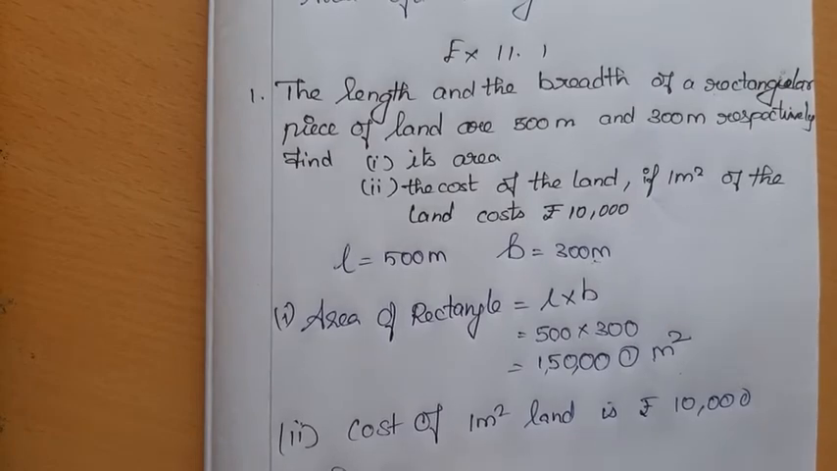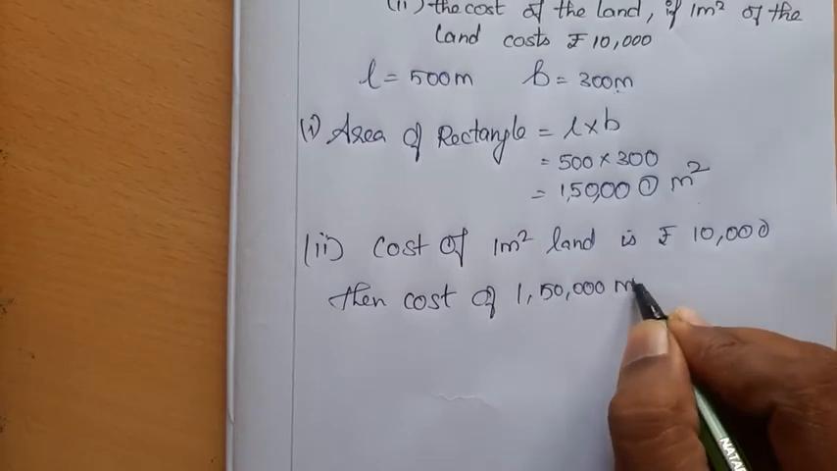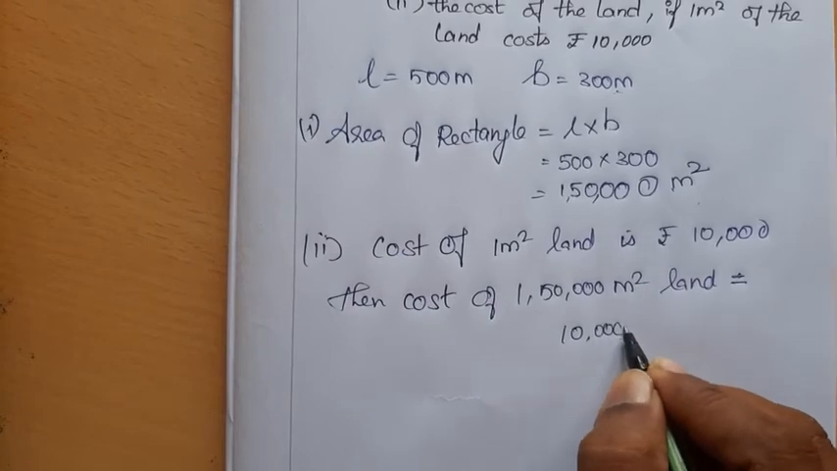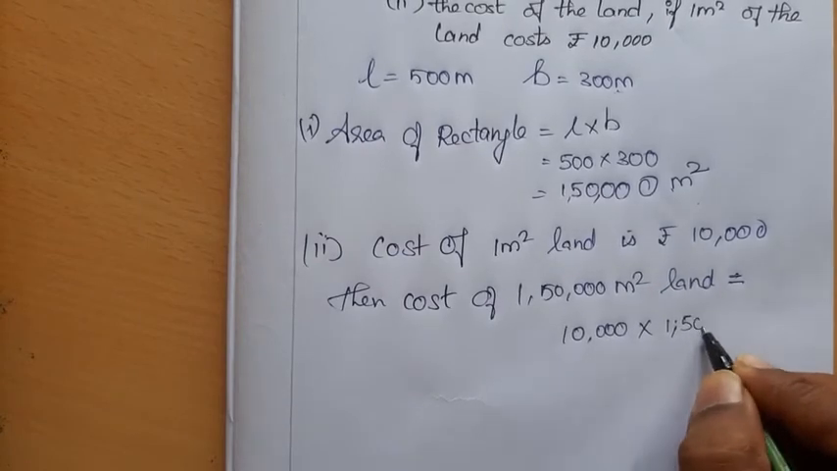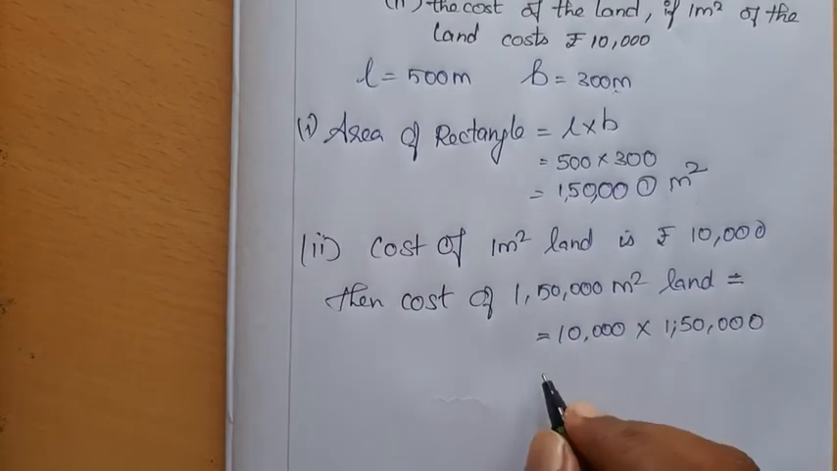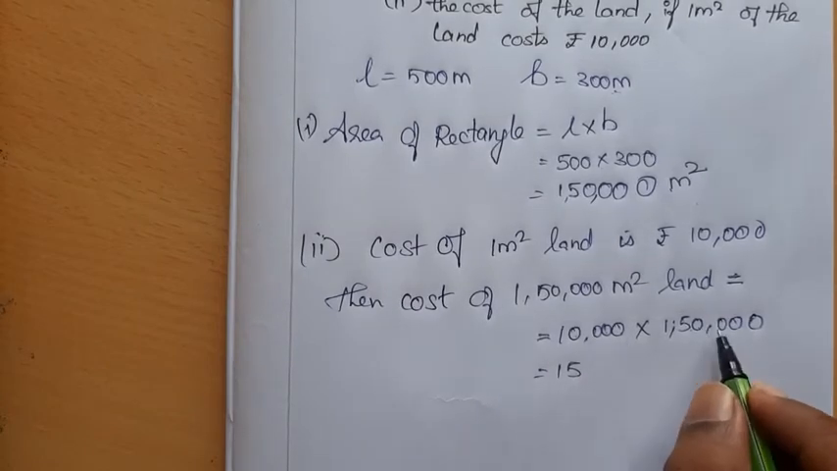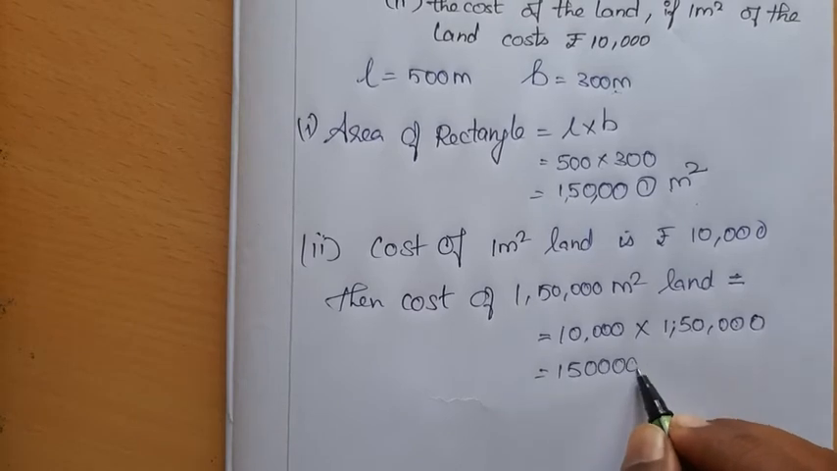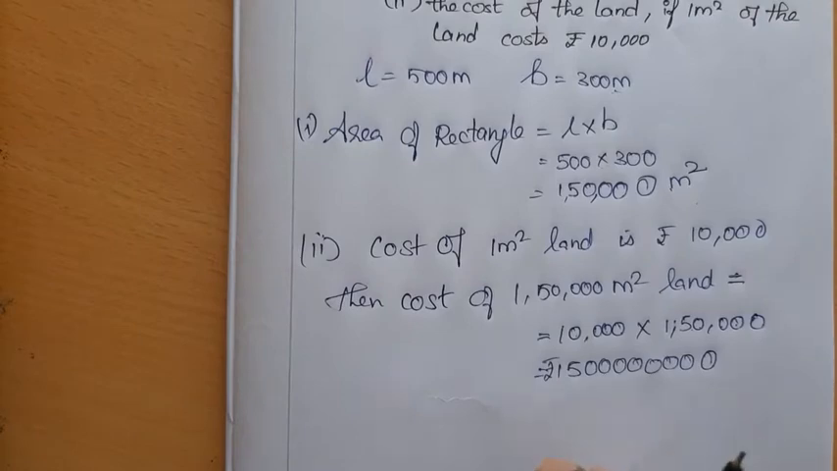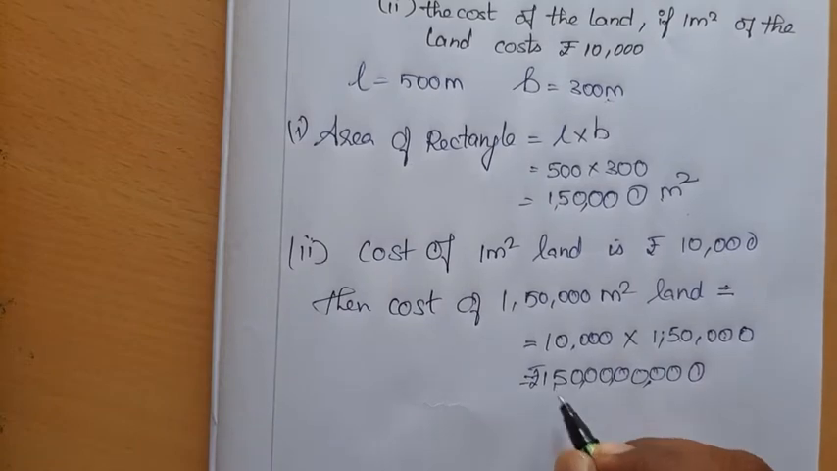Then cost of 1,50,000 meter square land is equal to, we have to multiply with that amount. So 10,000 into 1,50,000, right? So we'll get 15 into 1 is 15, and 8 zeros. Yes. So this much cost will be there for the land.